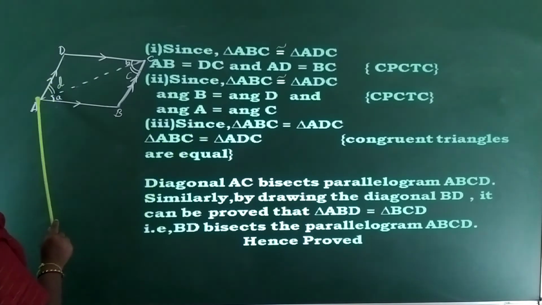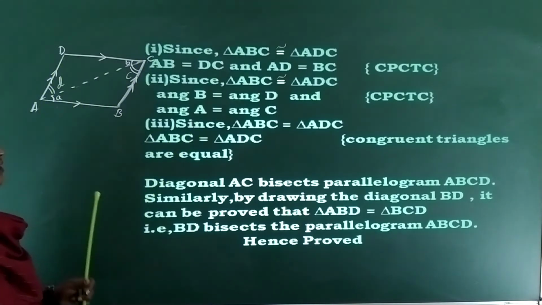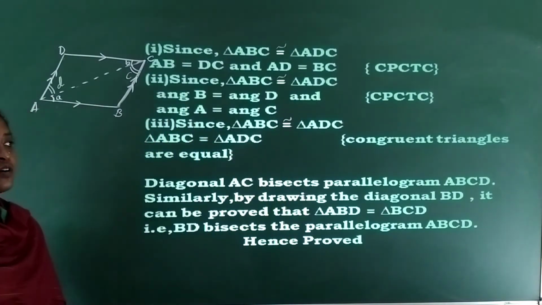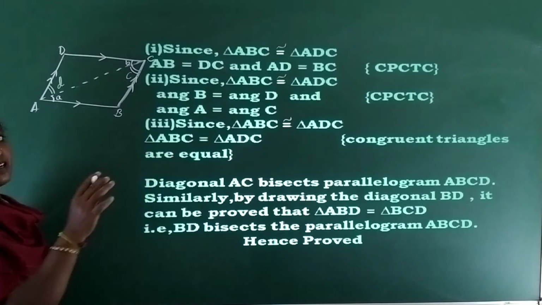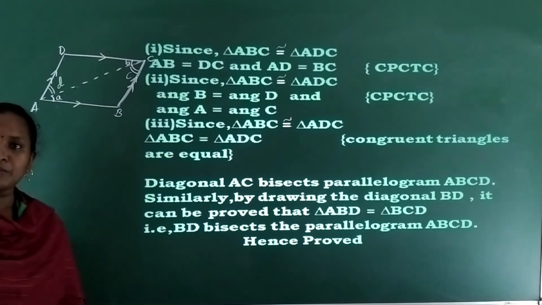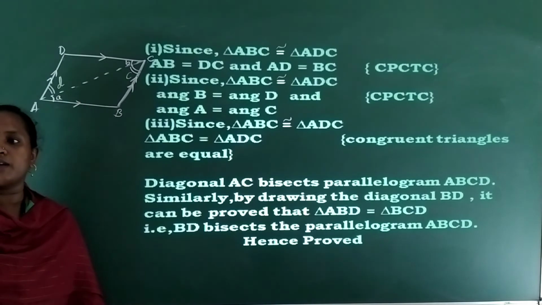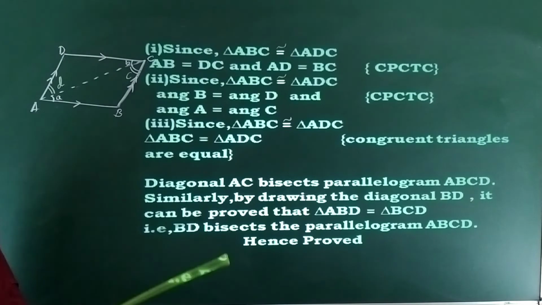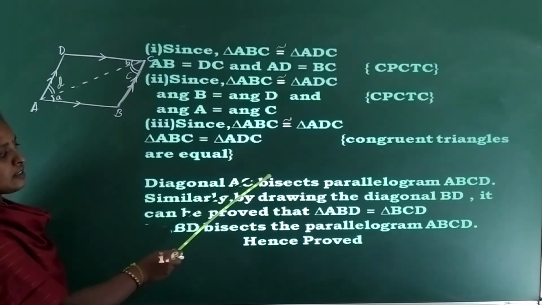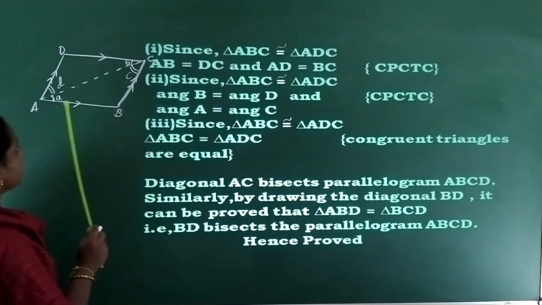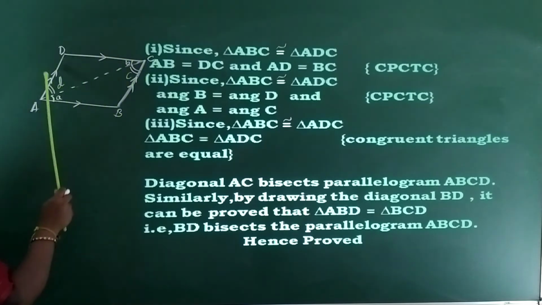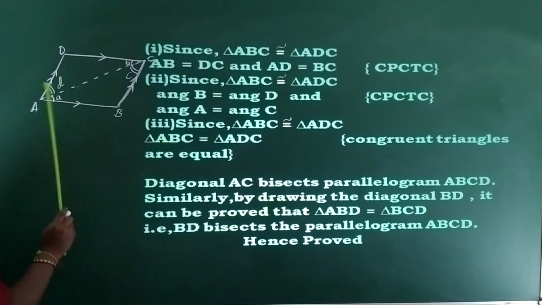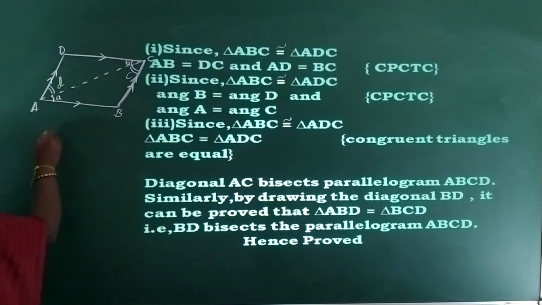Then since triangle ABC is congruent to triangle ADC, both the triangles are equal. Congruency means equal only. Already they are equal. Once again, congruent triangles are equal. Correct, no children? Next, look at here. Diagonal AC bisects parallelogram ABCD. This is diagonal AC. Bisects means dividing the parallelogram. So it is creating what? Two triangles.